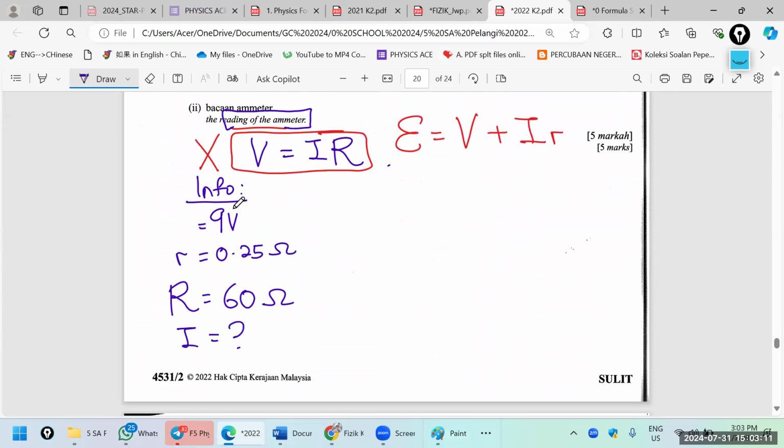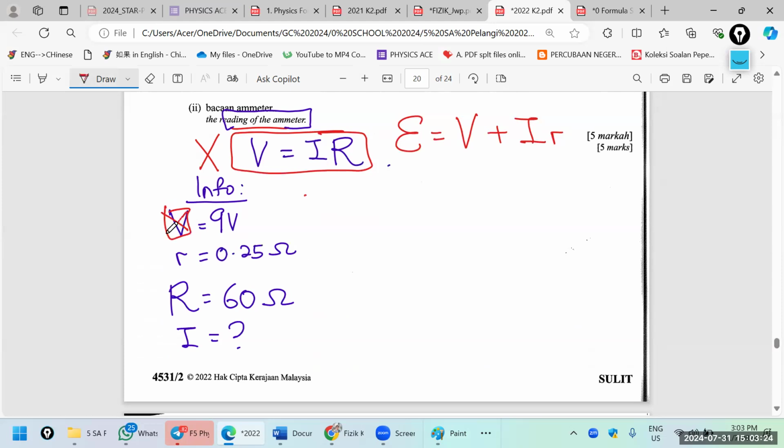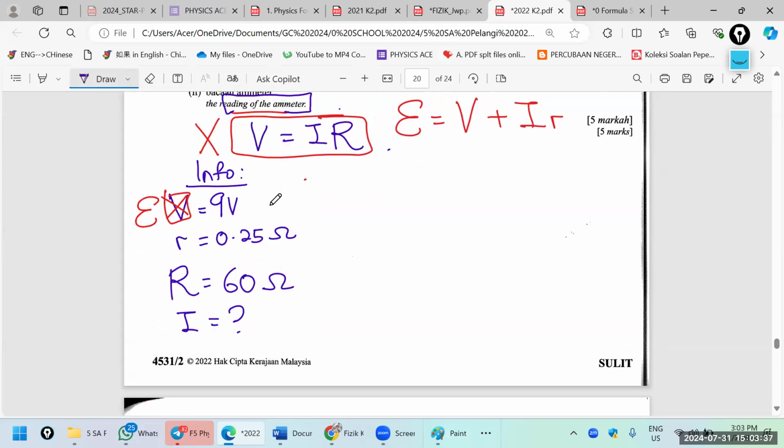What do you think 9 volts is? Is it V? If you write V it will be wrong because actually it's EMF. What's the symbol for EMF? Epsilon, right? So when you feel it's hard to calculate, write in 4 first. So 9 equals, they don't give V, or how?